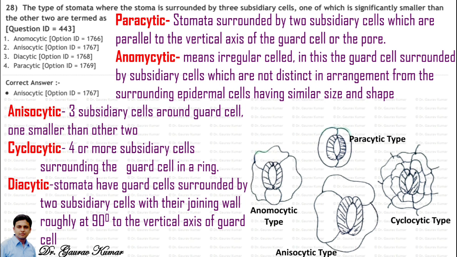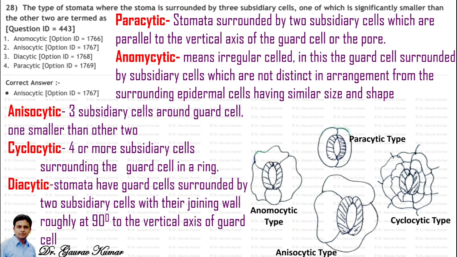Cyclocytic means that 4 or more subsidiary cells surround the guard cell in a ring-like structure. And finally, diacytic. It is not in the figure, but you can just google it and you will get the image, of course. So I'll just explain it. Diacytic means the stomata have guard cells surrounded by 2 subsidiary cells with their joining walls roughly at 90 degrees to the vertical axis of the guard cell.